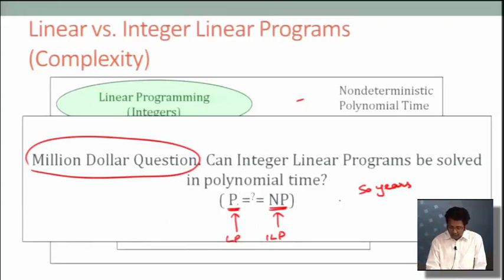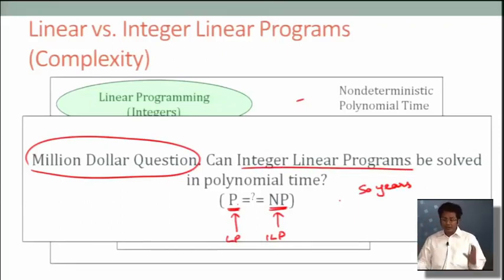And by solving this problem, you can provide either answer. You can say for sure that integer linear programming is different from linear programming. The exponential complexity is unavoidable. Or you can say integer linear programming is in the same complexity class as linear programming, which means ILPs are also in polynomial time. Okay, and either answer is going to win you $2 million and change the world of computer science as we know it. That's why this is really important for us.